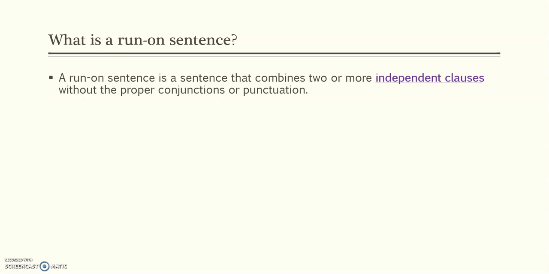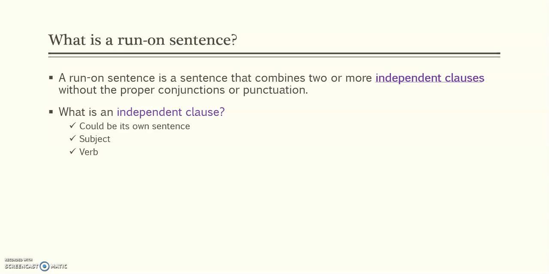Let's discuss what exactly an independent clause is. An independent clause could be its own sentence essentially. It stands independently without other words needed there to make it a complete sentence. That means it has to have a subject, a verb, and be its own complete thought. So an example sentence would be, students at Lackawanna love to come to the Writing Center.